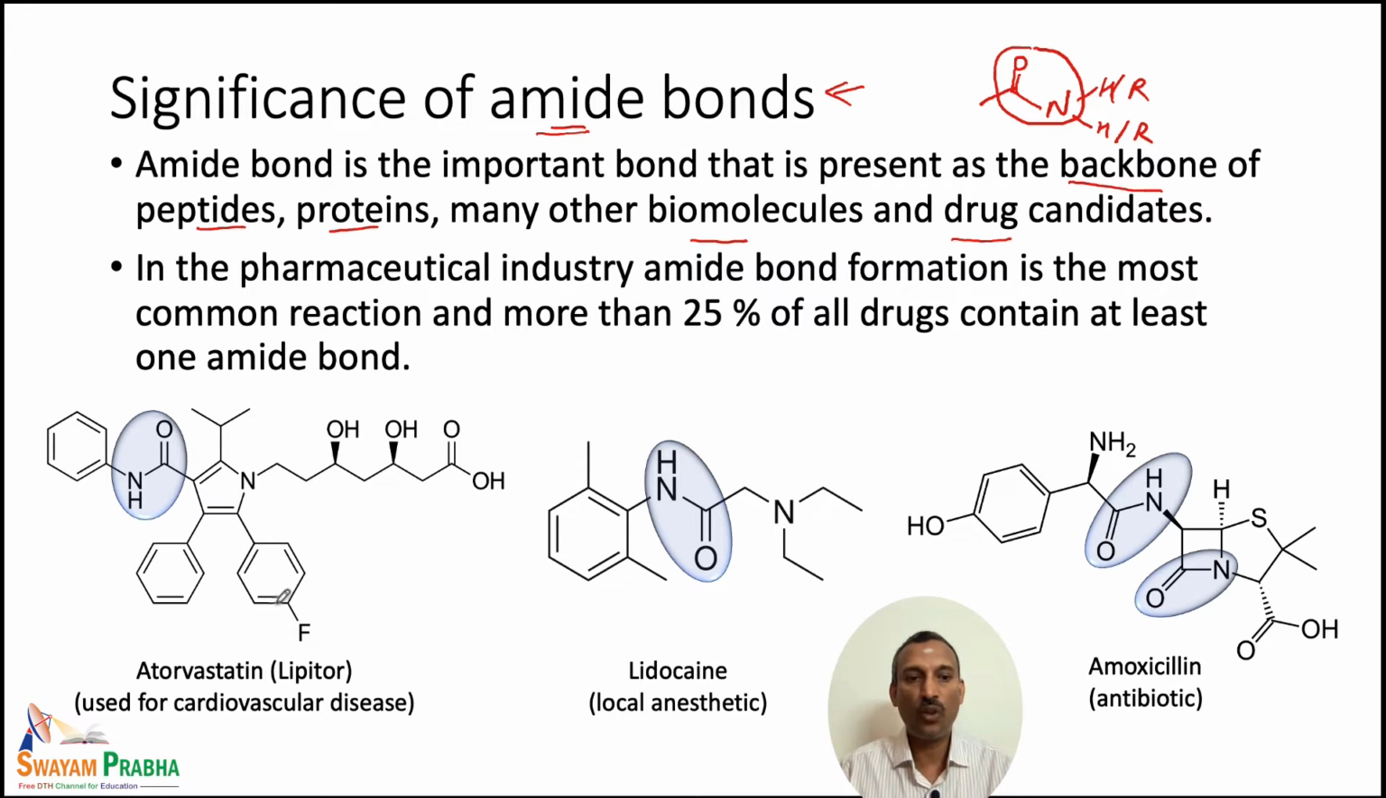For example, if you look at some of the important drugs, Lipitor is an important drug used for cardiovascular disease. This has an amide unit, an amide bond as shown here. And we also have lidocaine, which is a local anesthetic. This also has an amide bond. And amoxicillin, an antibiotic, has two types of amide bonds. One is an open chain one, another one is a cyclic one. So here we have a cyclic amide and an open chain amide. In all these drugs, the amide bond is present.